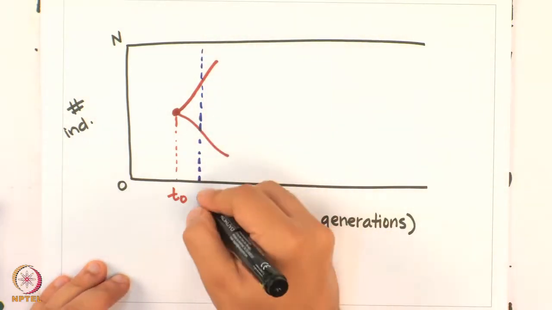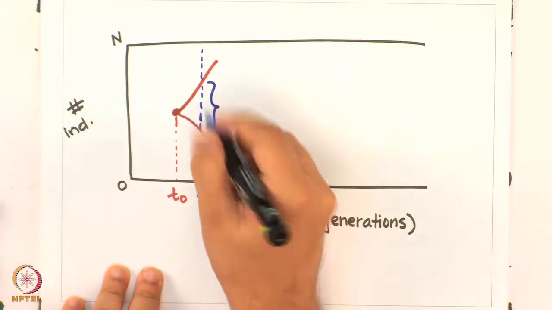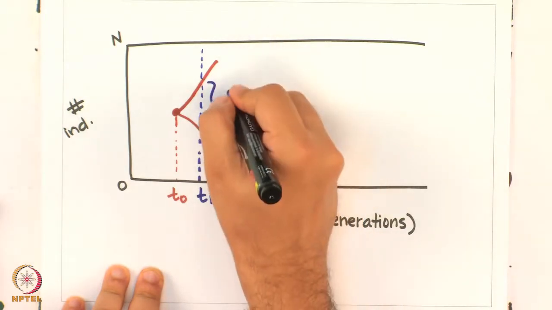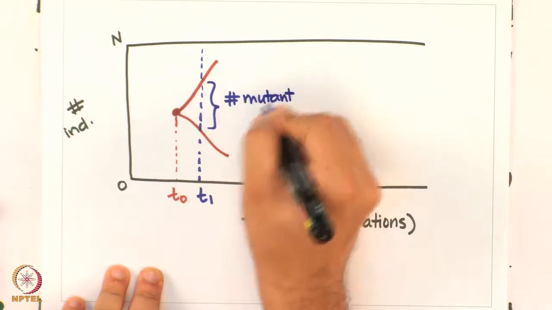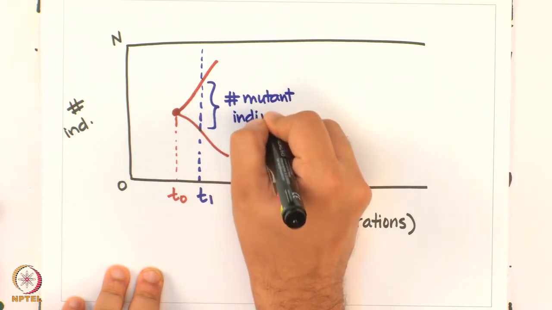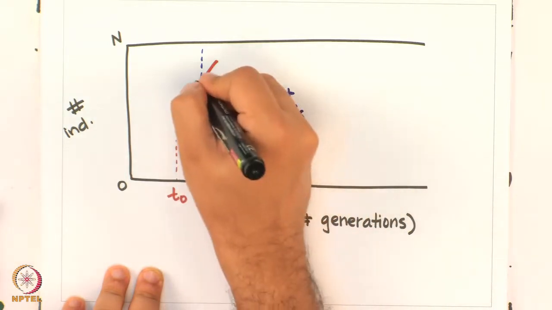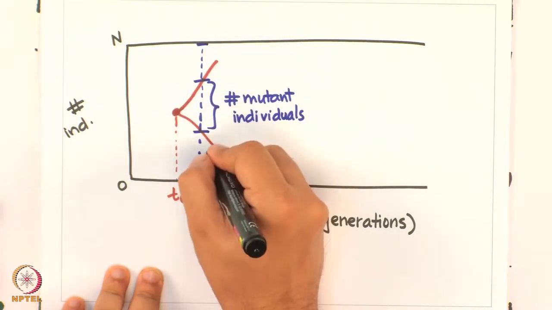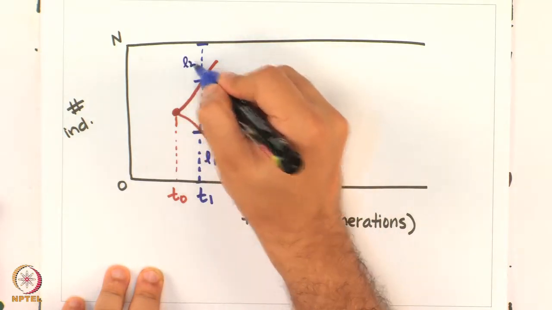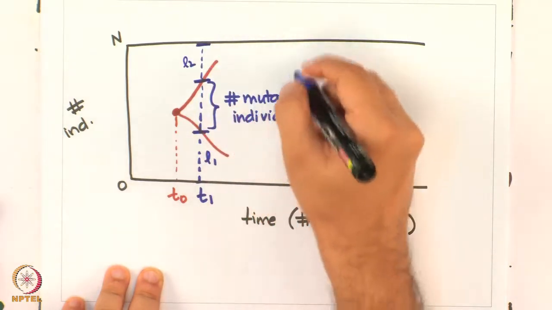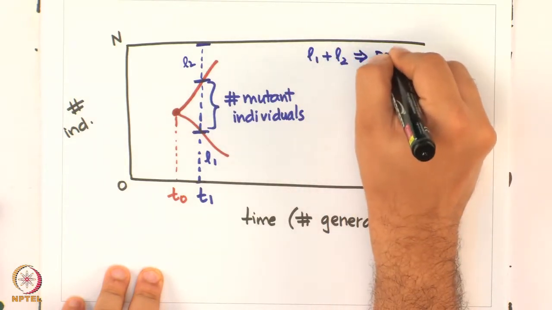at t1, this width corresponds to the number of mutant individuals, and these two lengths, L1 from this point to this point and L2 from this point to this point, L1 plus L2 correspond to the parent genotype.